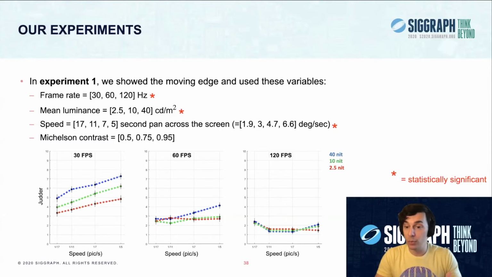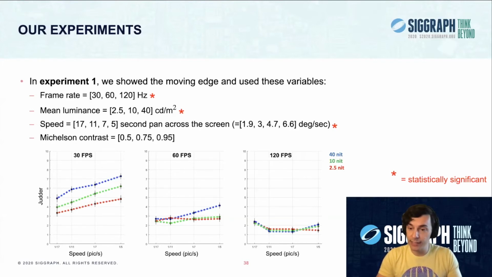The plot on the right is the 120 frames per second version. The x-axis showing speed increasing towards the right, and the y-axis showing Judder, which was what the participants were rating. This plot actually isn't very interesting because there isn't a lot of Judder, so participants just didn't see a lot of Judder in the 120 FPS case. Now the plot in the middle shows the 60 frames per second case, and here there's a little bit more information. The blue line for the higher luminance does have this increasing trend of Judder, but still there's not too much Judder to talk about.